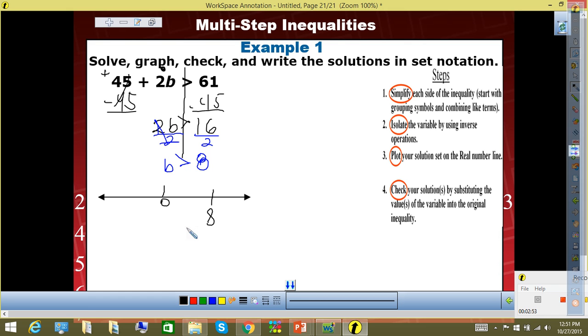Tell your neighbor, please. Very good, because it divides the number line into solutions and non-solutions. Now, the question here is, does this have an equal sign underneath the inequality symbol? No, so therefore we do an open point. And what does the open point mean? Think about it. What does it mean when it's open like that? Tell your neighbor, please.